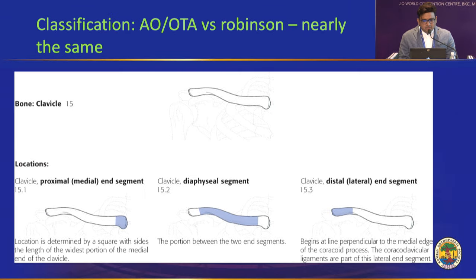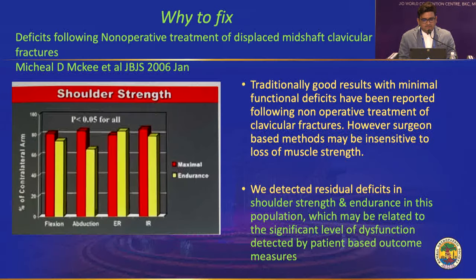I'm talking about mid-clavicle fractures. Clavicle fractures are classified as medial segment, distal segment, and midshaft fractures. The midshaft fractures are almost 80% of the fractures. So why is it necessary to fix this fracture? From 2006, the literature is supporting the fixation of clavicular fractures. The McKee group followed the non-operative treatment of fractures, and they showed that the shoulder strength and endurance is reduced if the patient is managed non-operatively.